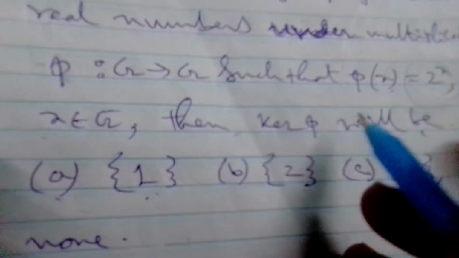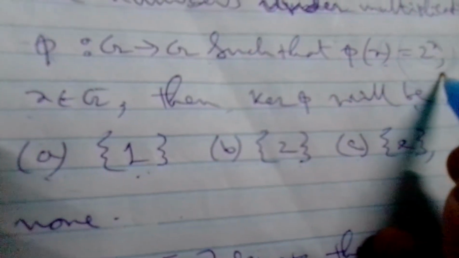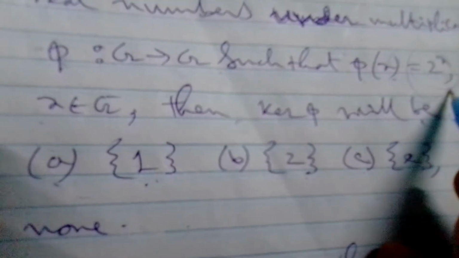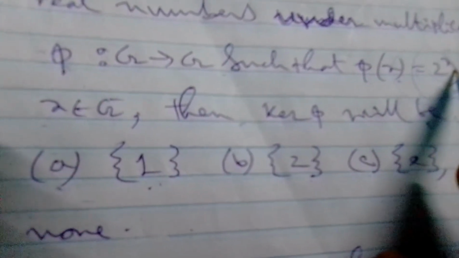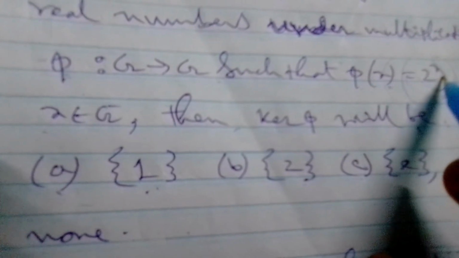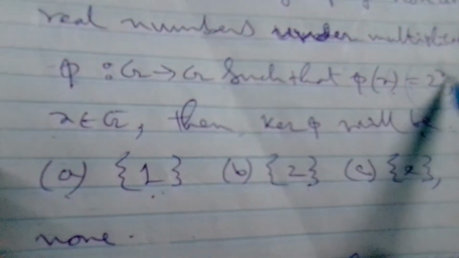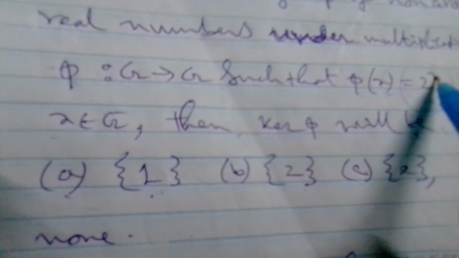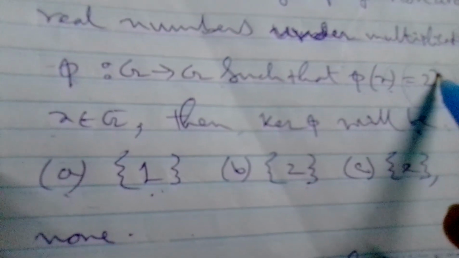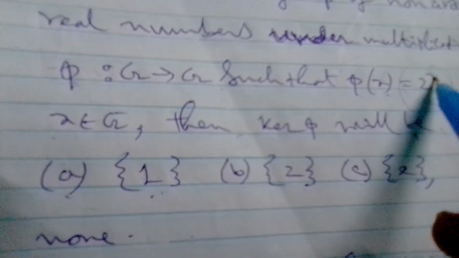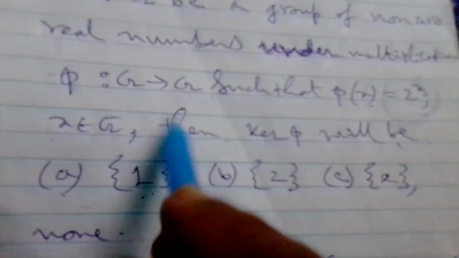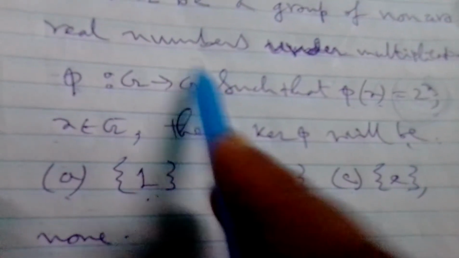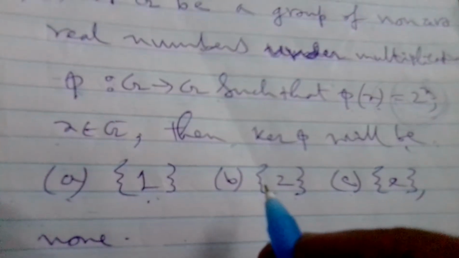How to find it? If we consider phi x equals 2 to the power x, we already know that the kernel is nothing but the preimage of the identity element. So how do we find the identity, and what is the identity element that exists in this domain set G?